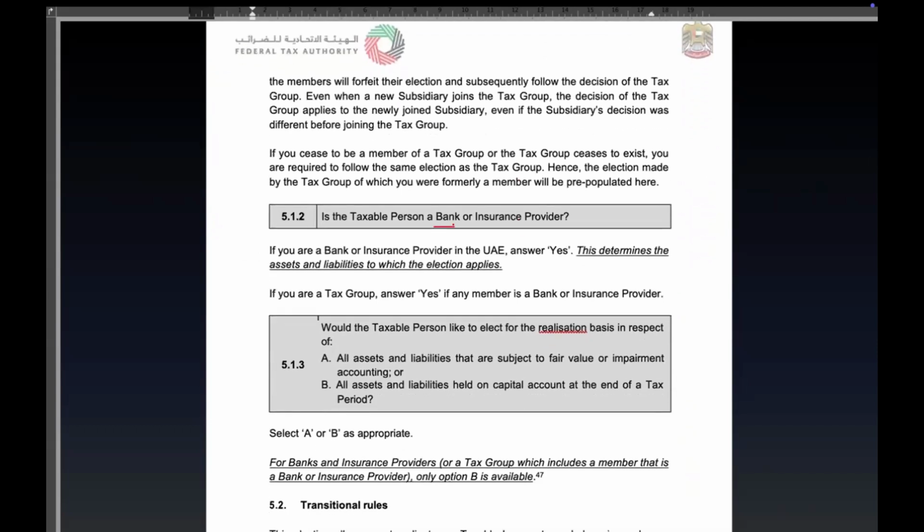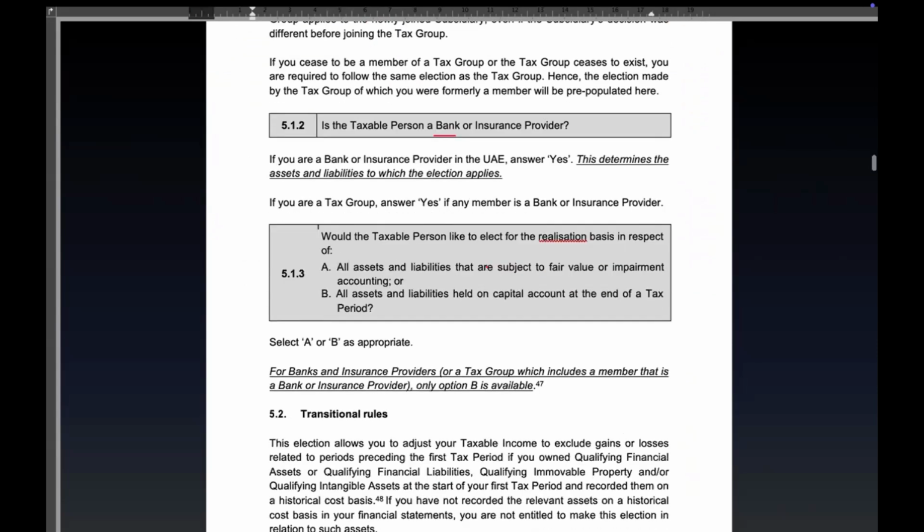Bank and insurance provider, we know that the interest limitation rules are not applicable on the bank. These are not applicable on the insurance providers as well. This will be important information because being a bank or an insurance provider, you will be able to claim 100% interest. Otherwise, interest limitation rules will be applicable. This is a very important question.